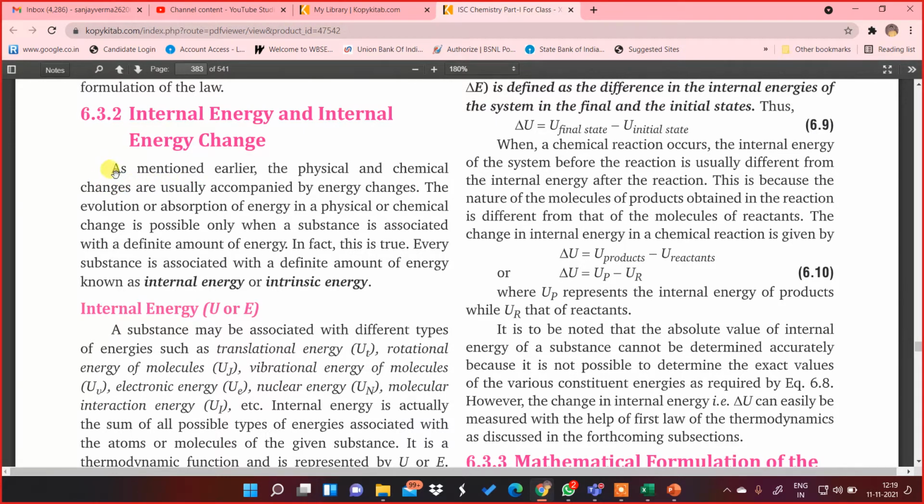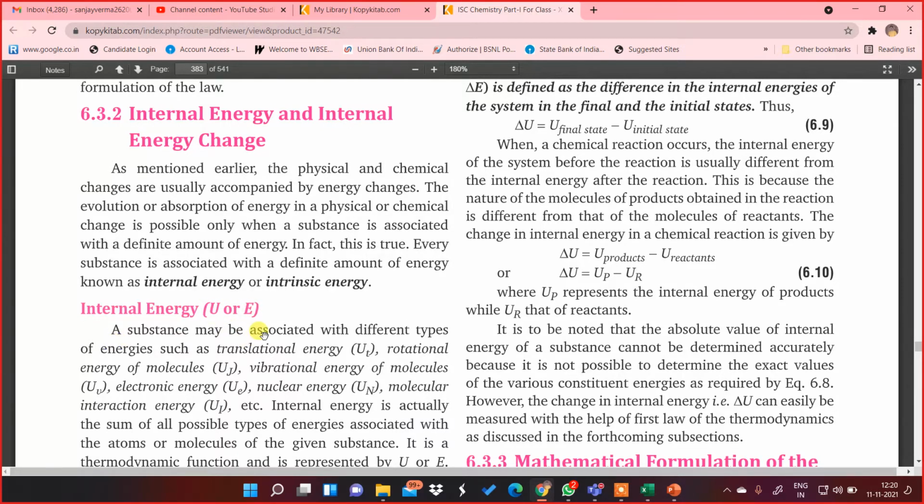Now, as discussed earlier, the physical and chemical changes are usually accompanied by energy changes. The evolution or absorption of energy in a physical or chemical change is possible only when a substance is associated with a definite amount of energy. In fact, this is true. Every substance is associated with a definite amount of energy known as internal energy or intrinsic energy. So, better try to remember the other form of this word internal energy, which is also called intrinsic energy. Now, the symbolic representation for internal energy is either capital U or capital E.